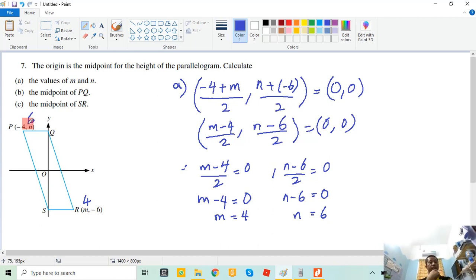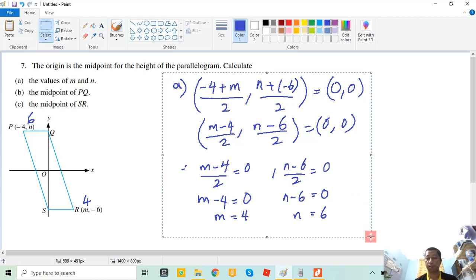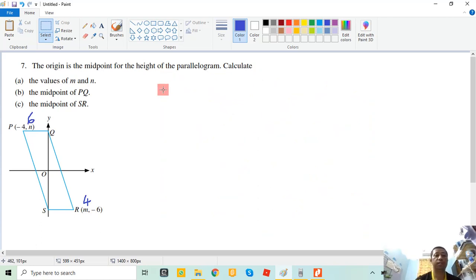Question B. Find the midpoint of PQ. Okay. So we need to know the coordinate of point Q. But before that, let me erase answer for A. Okay, now we go to question B. Okay, so point Q. What is the coordinate of point Q? Point Q is on the y-axis. So x is 0. Any point on the y-axis, the value of x always 0.